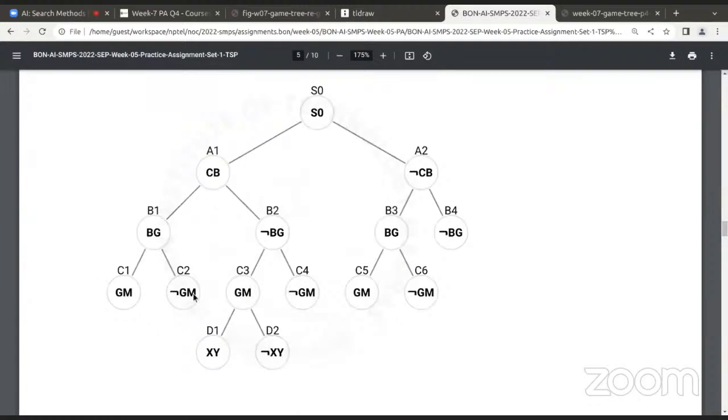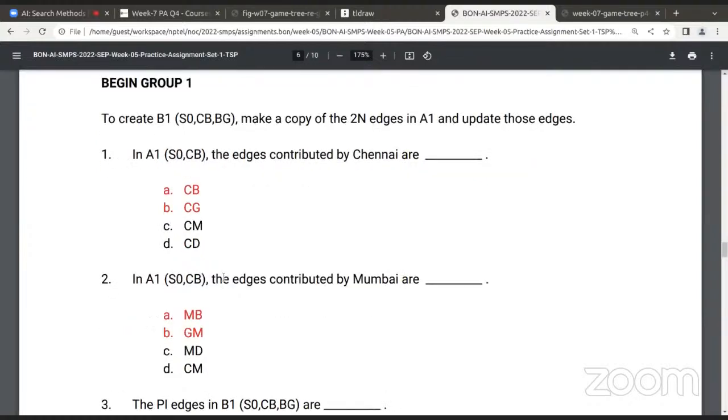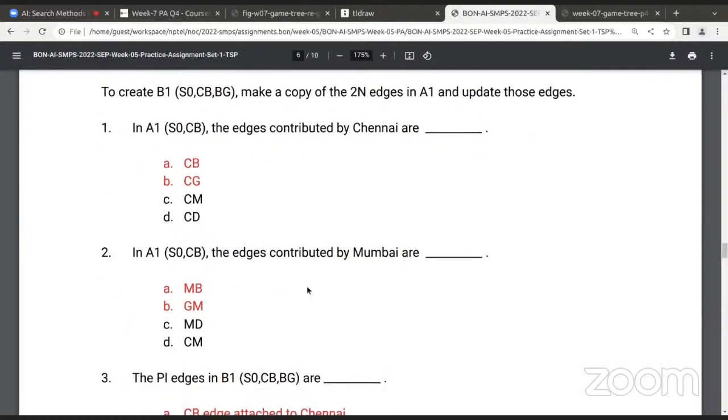Sir, coming to question number 2, I understood what you did. In question number 2, when you are saying that it's a CV, I have an edge from C to B. Now the question is the edge contributed by Mumbai, and your option is giving Bangalore, Goa. The question is, why are you not giving Mumbai to Delhi?